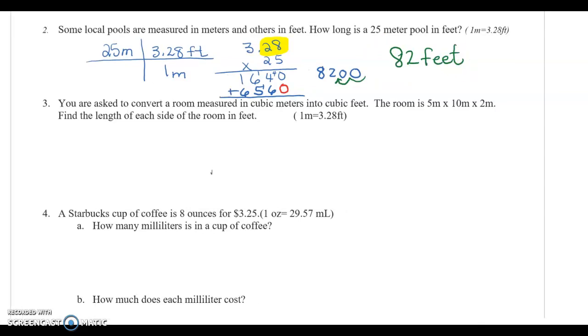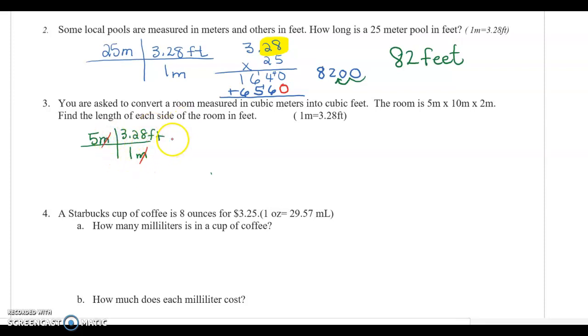In this next problem, and you can pause and do it on your own first, you're going to be converting this room that's in meters to feet to find the length of each side. So you have to do that for all 3 measurements of the room. Since you have 5 meters and you want to change that into feet, you take 5 meters and multiply by 3.28 feet over 1 meter, because you're going to get rid of the meters in this case.